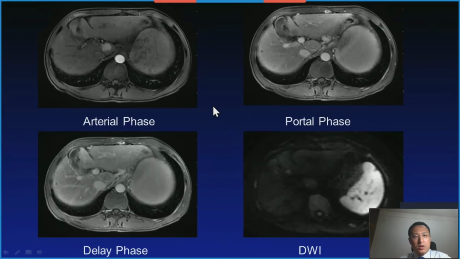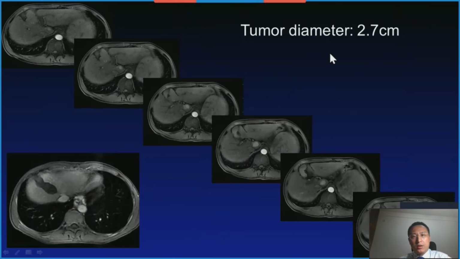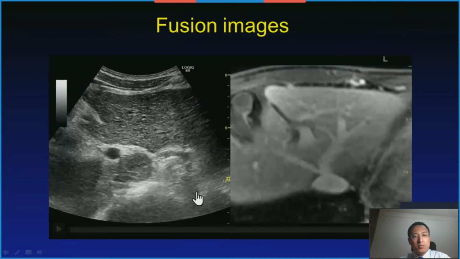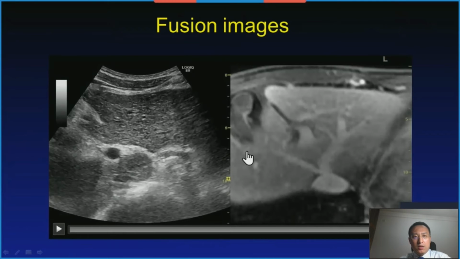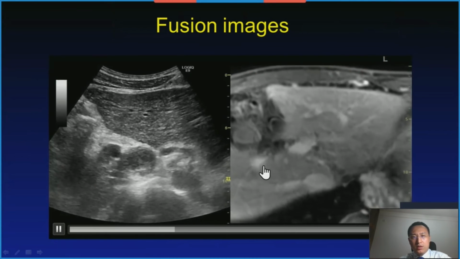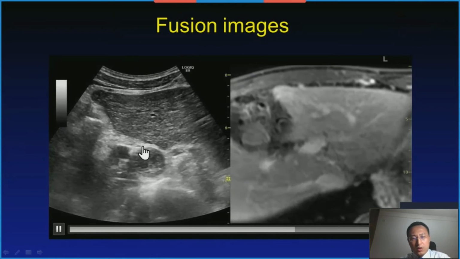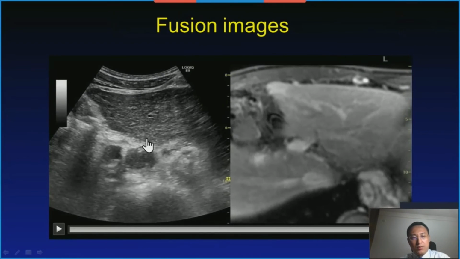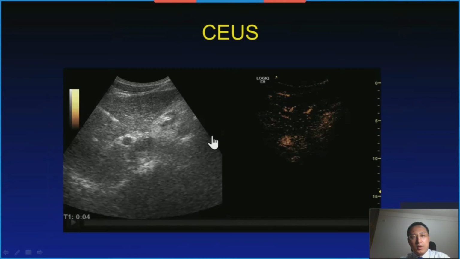So this is the patient's MRI. We can see the lesion located in the caudate lobe, and the tumor diameter is about 2.7 centimeters. This is the first-time ablation area. This is the fusion images. We can see the tumor is here. Through the left lobe, the tumor is displayed clearly.